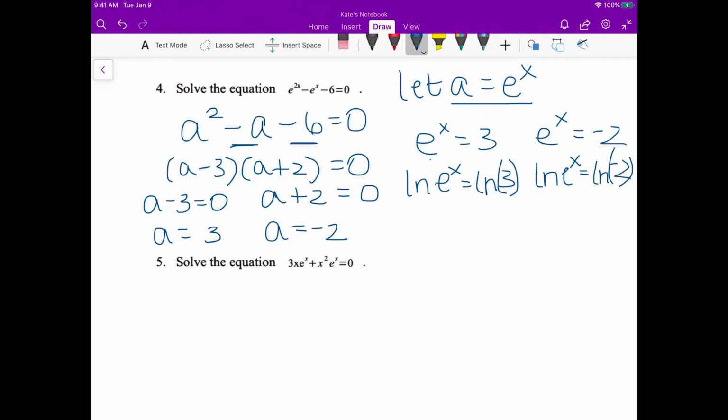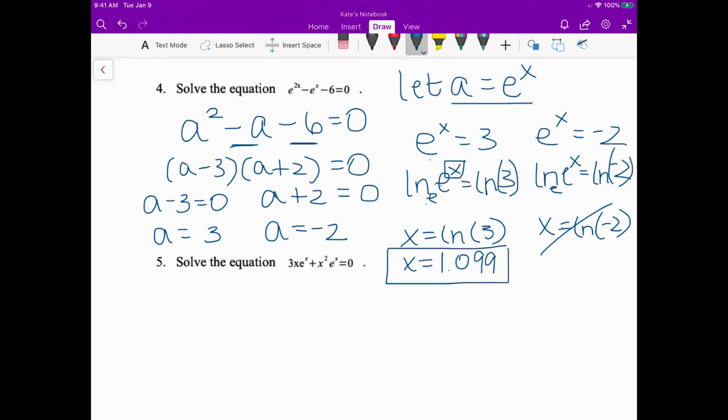Again, because natural log has a base of e, and when my log base and exponential base are the same, it equals the exponent. I end up that x equals the natural log of 3, and x equals the natural log of -2. We cannot take the log of a negative number, so that solution will not work. I can take the natural log of 3, and x will end up equaling 1.099, and then that is my final answer.